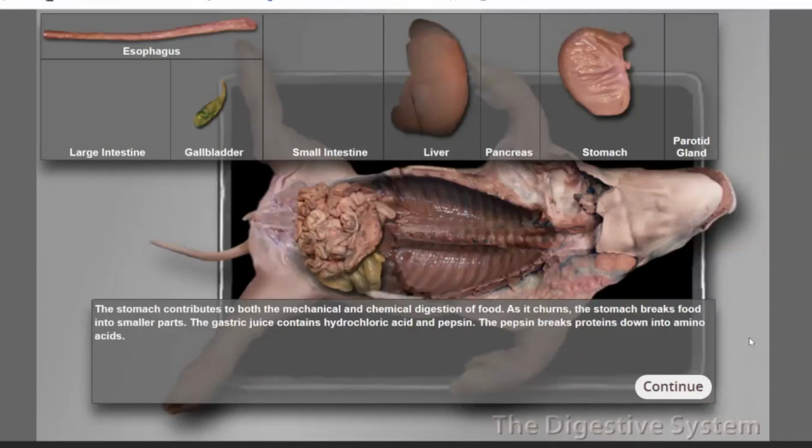So your stomach is connected to your esophagus. So once you eat your food, you chew it up, you swallow it, it goes down the esophagus and then gets to the stomach, where mechanical and chemical digestion takes place.